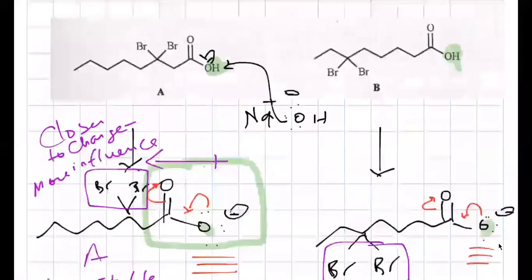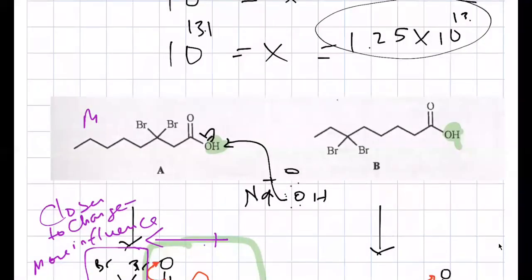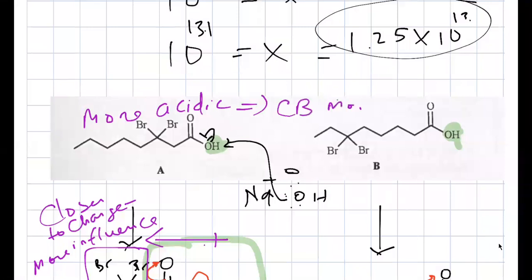I mean, let me take that back. This is going to be more acidic. And the reason it's more acidic is because the conjugate base is more stable. All right, I know that was a lot, so ask questions. The conjugate base stability and the acidity go hand in hand. If the conjugate base is more stable, then the acid is going to have a lower pKa. If the conjugate base is less stable, the acid is going to have a higher pKa.